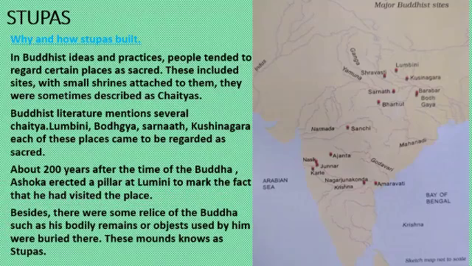Besides, there were some relics of the Buddha. Relics means belongings, or you can say remains of Buddha, such as his body remains or objects used by him, which were buried there. These mounds are known as stupas. Now you have understood a better meaning of stupas.